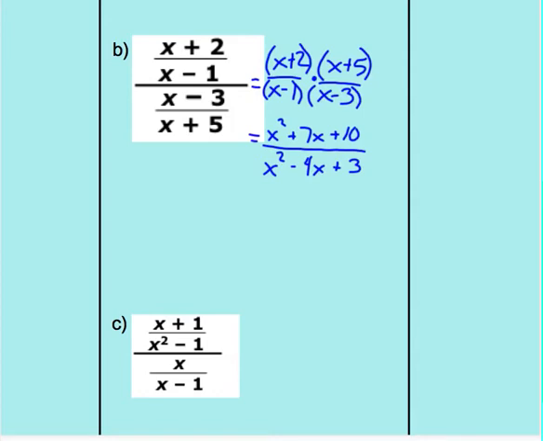For the domain restriction, we need to look at this denominator, and we need to look at this as an entire denominator. So anything that makes the numerator 0 would make the denominator of our original complex fraction 0, or the denominator of our denominator. So we've got x cannot equal 1, 3, or -5.